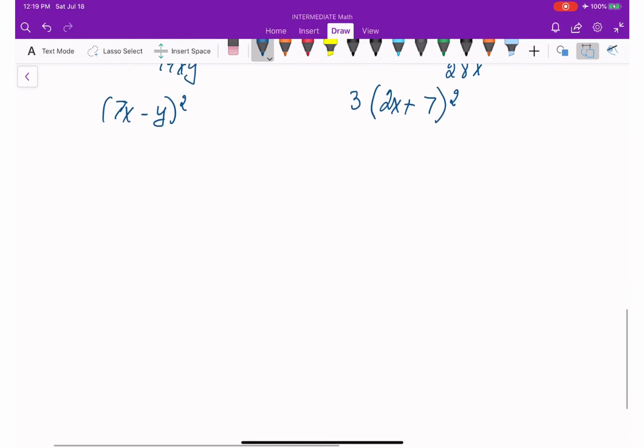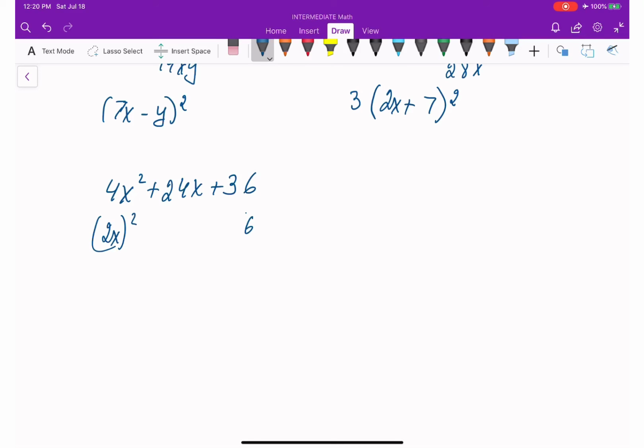Okay. 4x squared plus 24x plus 36. All right. Well, let's see. 4x squared, I can put 2x to power 2. 36, I can put 6 to power 2.